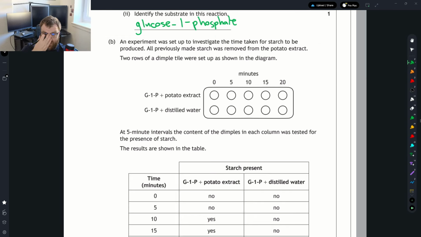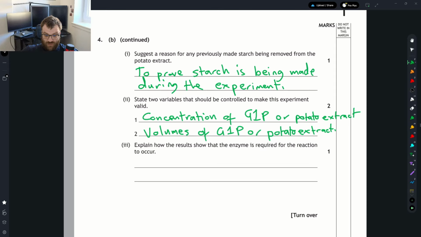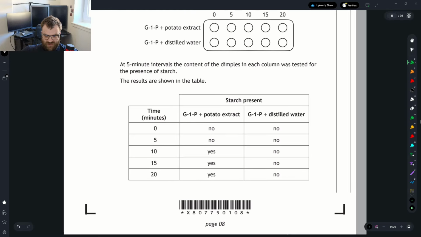Next one, explain how the results show that the enzyme is required for the reaction to occur. Well, in the control, there's nothing produced. So starch produced only when enzyme is present.